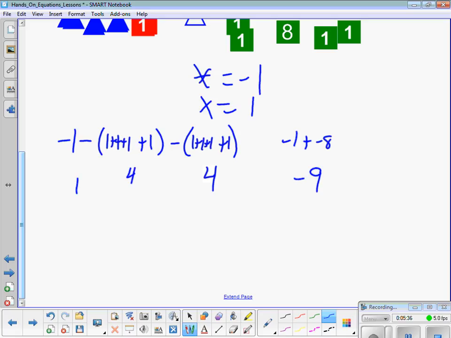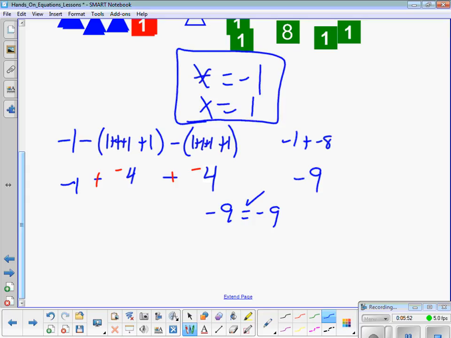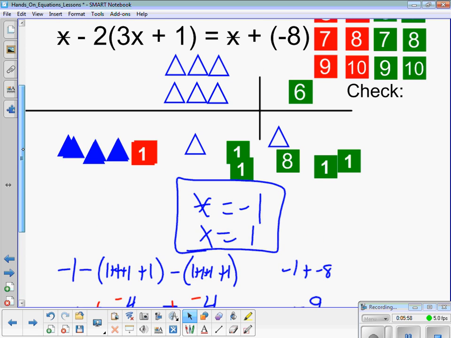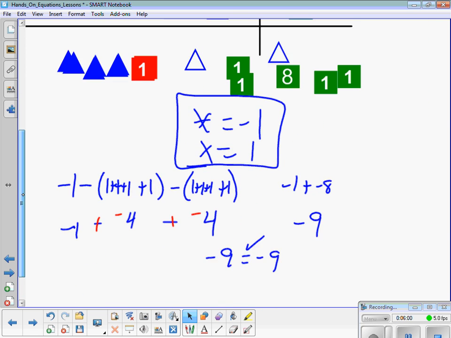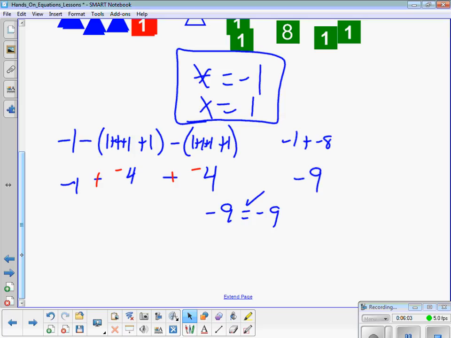I have a negative 1, negative 4, negative 4. So, change the sign, add a line, change the sign, add a line. I've got a negative 1 plus a negative 4 plus a negative 4 is a negative 9. Negative 9 does equal negative 9. That works. So, star does equal negative 1, x does equal 1. So that's what's going to happen today in your problems. You're going to have the parentheses groups in there, and you might have to subtract them, which means you've got to create those zeros on both sides. Good luck.